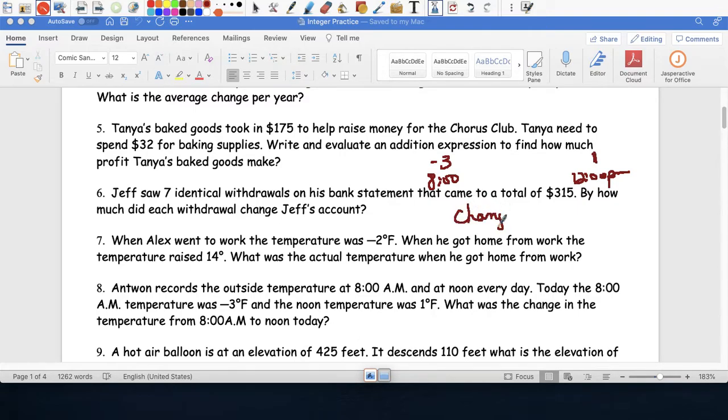So change, we wrote down, is the final temperature minus the start. The final temperature was 1 minus the starting temperature, which was negative 3. So the temperature was 1, and we can change that to addition if you like, 1 plus 3. Either way you do it, you get 4. So the change in temperature was 4 degrees. Okay?